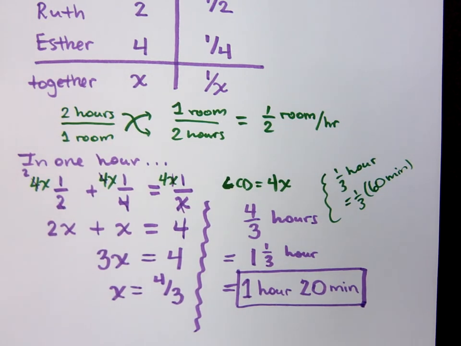So you guessed at the beginning of this problem 1.5 hours, and the math shows us 1 hour and 20 minutes. Does that sound appropriate? So Ruth saved some time. Esther saved a lot of time.